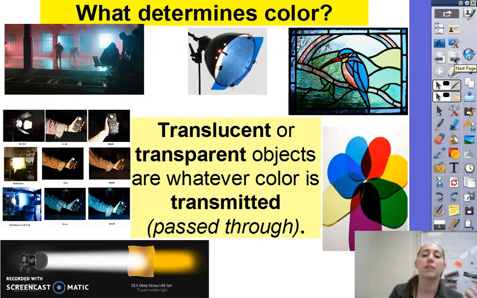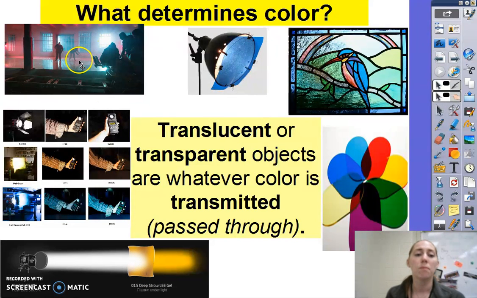Now, if I've got a translucent or a transparent object, this behaves with color a little differently. The color is whatever is transmitted or passed through. So think about a stained glass window. As the light comes through this blue piece, that light looks blue because that's what's passing through. Or the green piece comes through. Down here we've got this light shining through this gel, so if you ever do stage lighting, you put gels in front of the lights to create different moods or ambiance.